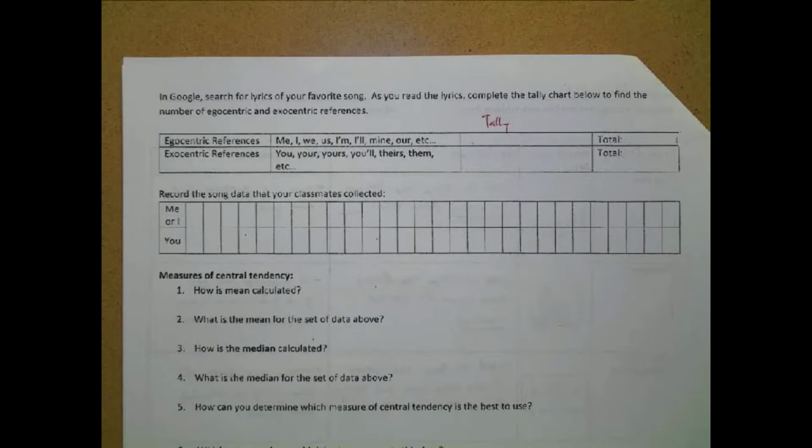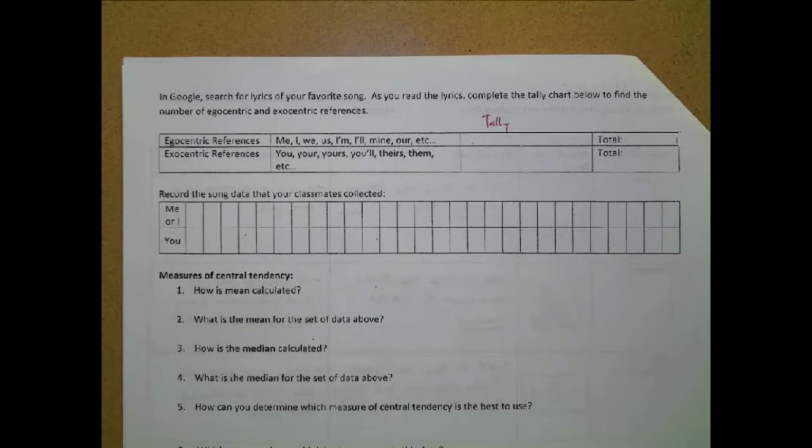We are looking up a song, one of your favorite songs, or just a song you like, and I want you to count the number of egocentric references. So lyrics that say me, I, we, us, mine, our, etc. Count the number of occurrences in the lyrics, and then go through the song again and look for references that are outside the singer, like you, your, yours, you'll, theirs, them. Count those references. So, the number of times the singer refers to themselves, and the number of times they refer to others.